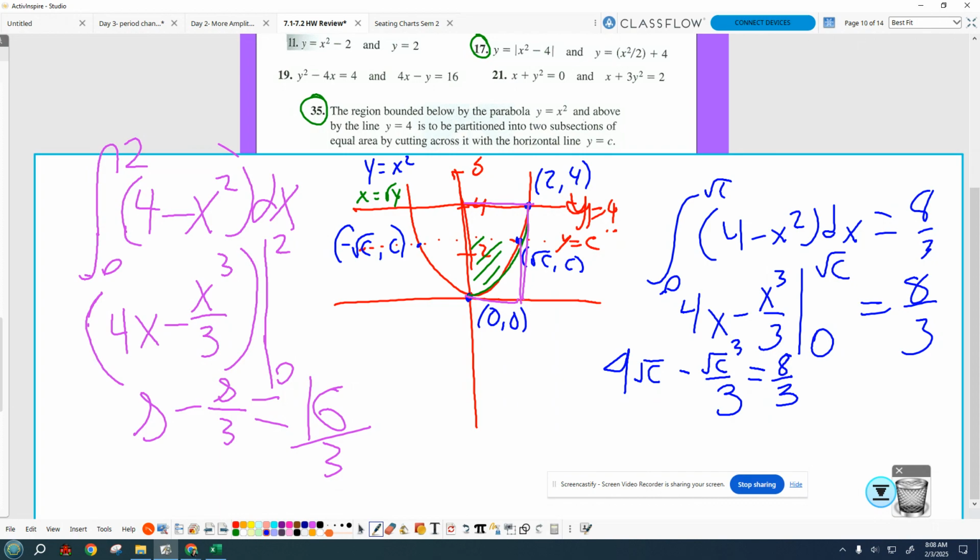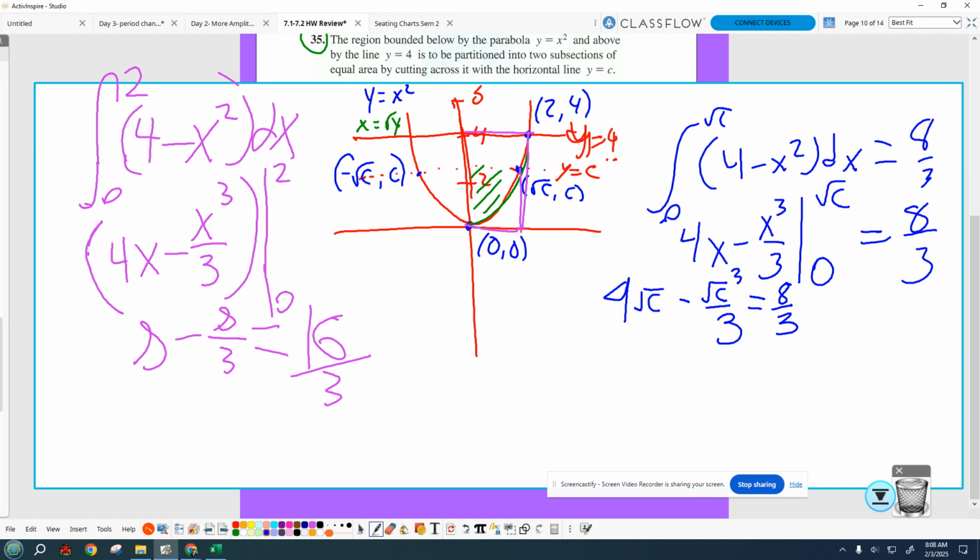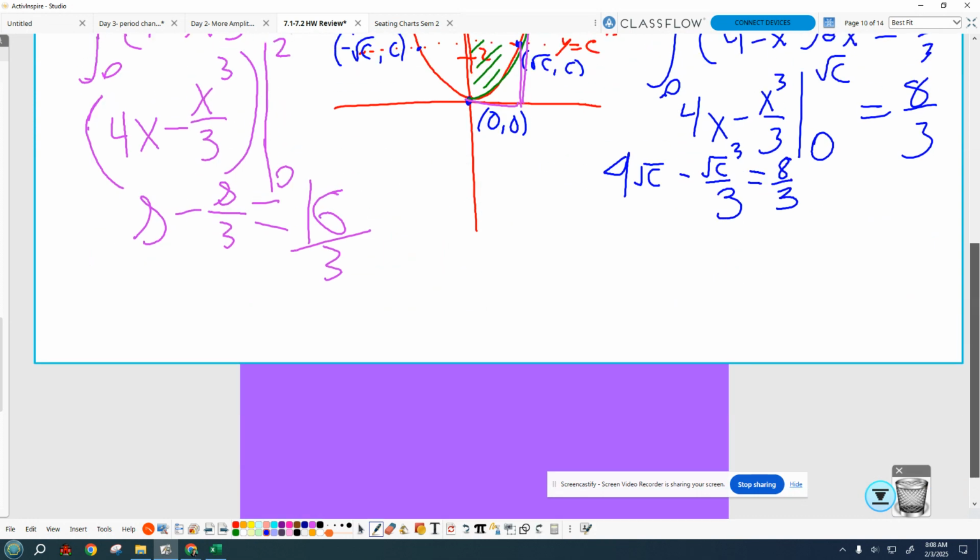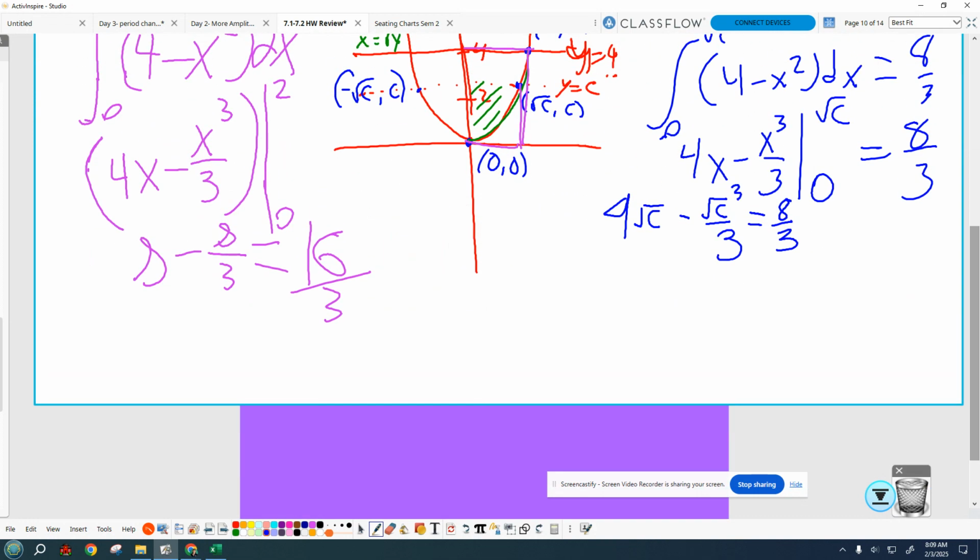So then what does that become? That's a big old mess. Maybe I shouldn't have done that. Can I erase it and put it like a over 2 and make it pretty? Well, no, because we'll fix that. We'll add space too. So how do I add 4 root c minus c to the 3/2 over 3? What do we do from here?